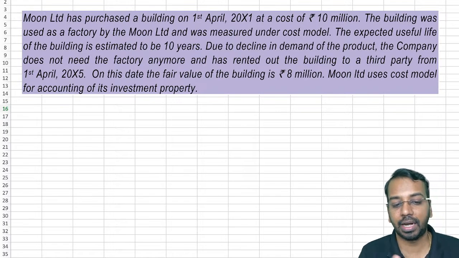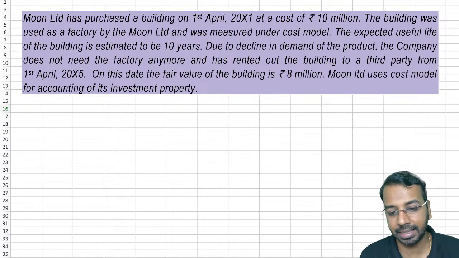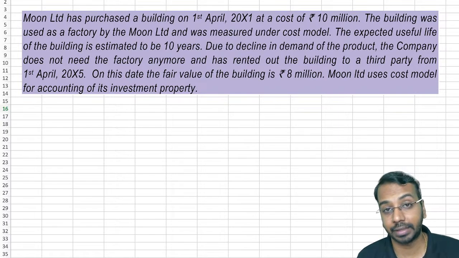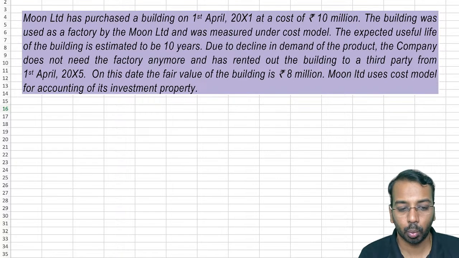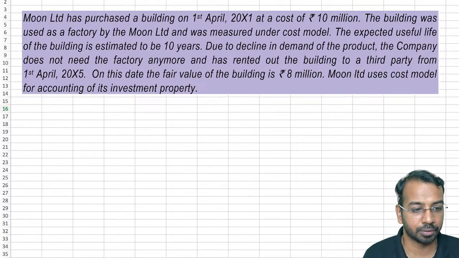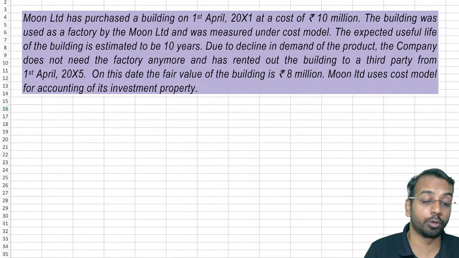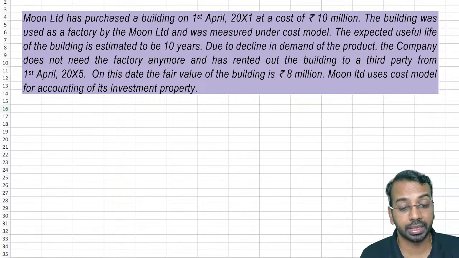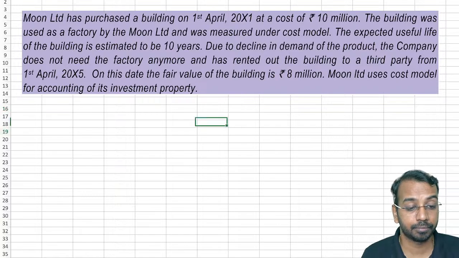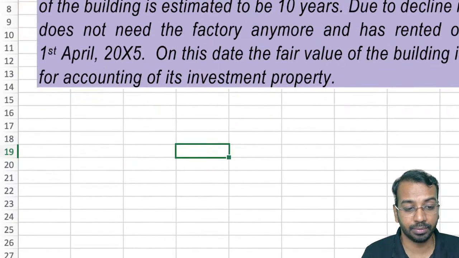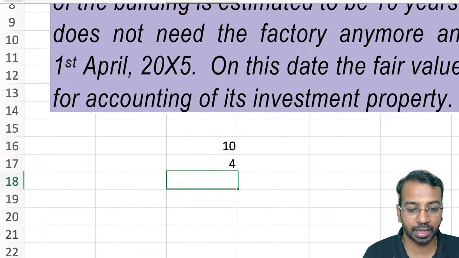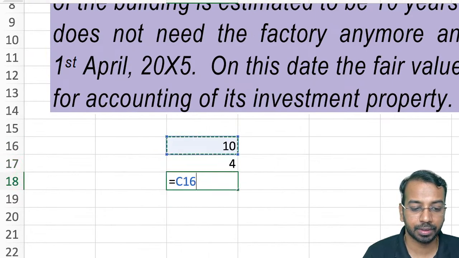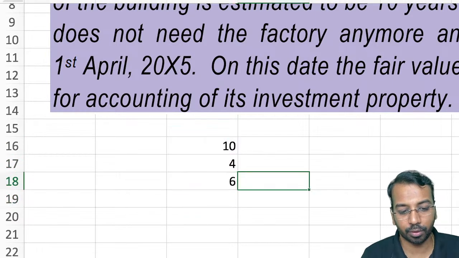The expected useful life is 10 years. So you purchased at 10 million. Useful life of 10 years means 1 million per year is the depreciation. For 4 years depreciation will be 4 million, straightforward. There is no complication in this calculation. So you have 10 million minus 4 million, so the carrying amount is 6 million.